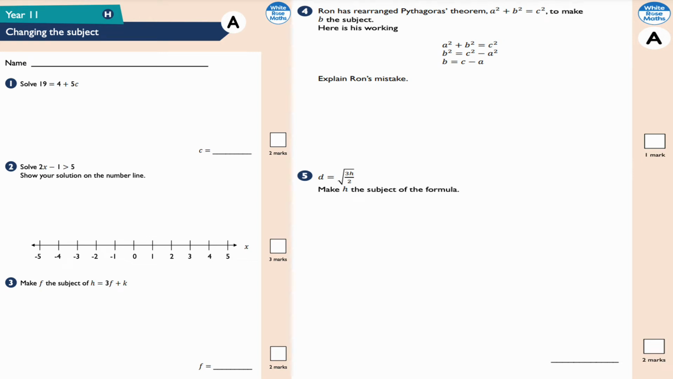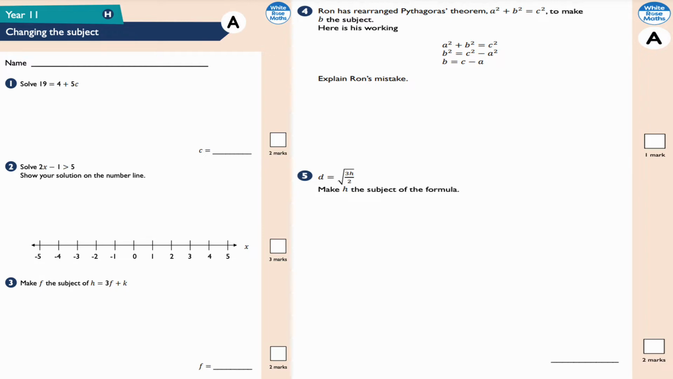Hi, welcome to this video looking at Year 11 changing the subject for the higher tier GCSE 9 to 1 maths from the White Rose Maths website. So White Rose are a really fantastic resource for Key Stage 1, Key Stage 2, Key Stage 3 and even Key Stage 4 maths, okay?